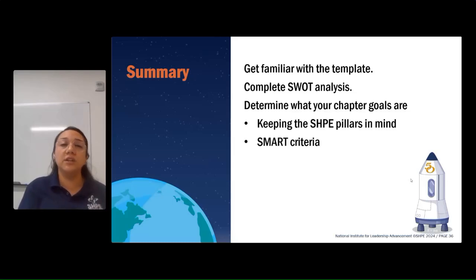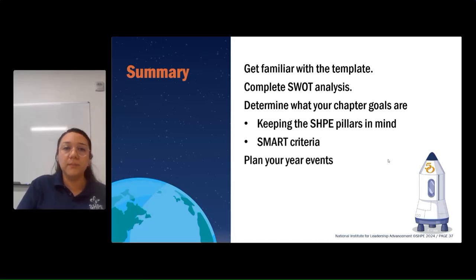Determine what your chapter goals are. Once you've done your SWOT analysis, now you know, okay, this is the stuff that we can do the same as last year because it worked well. This is what we want to implement that's new and different, and maybe it's something that one of the board members is really passionate about and has experience in. But also keep in mind how that ties back to the pillars. And then when you're creating those goals, make sure you're doing your breakdown of specific, measurable, attainable, relevant, and time-based, and hitting those milestones.